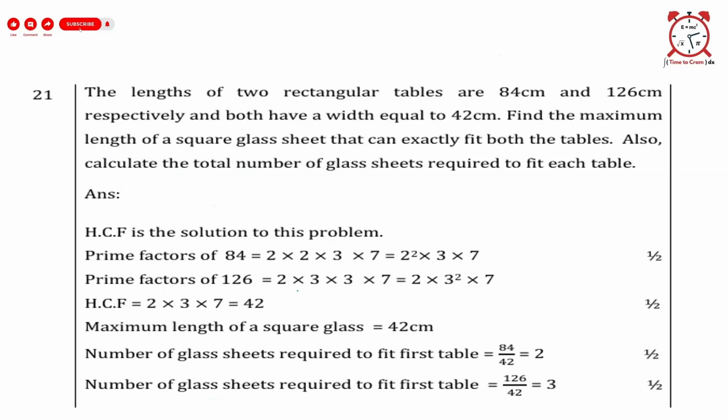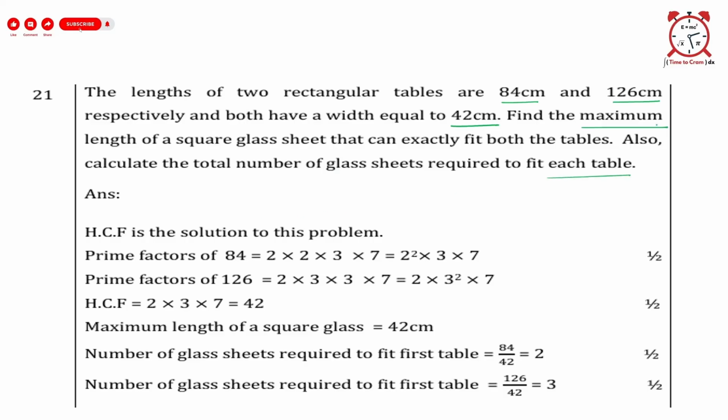So next question, question number 21. The lengths of two rectangular tables are 84 centimeter and 126 centimeter respectively. Both have a width equal to 42 centimeter. Find the maximum length of a square glass sheet that can exactly fit both the tables. Also calculate the total number of glass sheets required to fit each table.